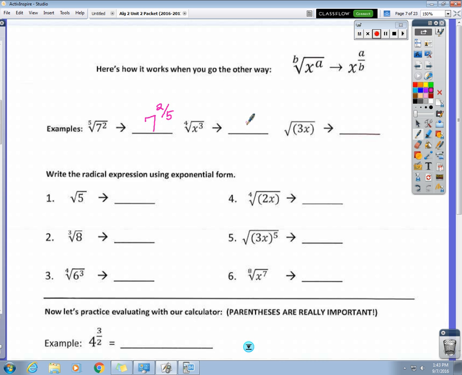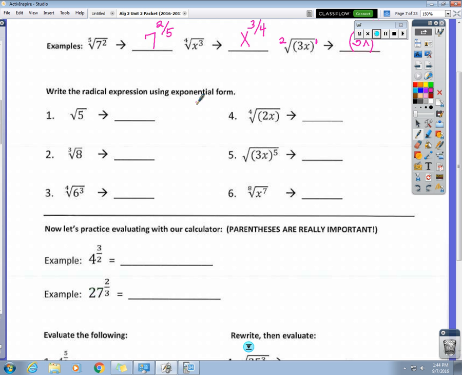Okay, what would this one look like? X to the 3/4. And then this one, 3x, right, in parentheses, to the 1/2. Because isn't there an understood 1 here and an understood 2 here? Okay, take a minute and try 1 through 6.